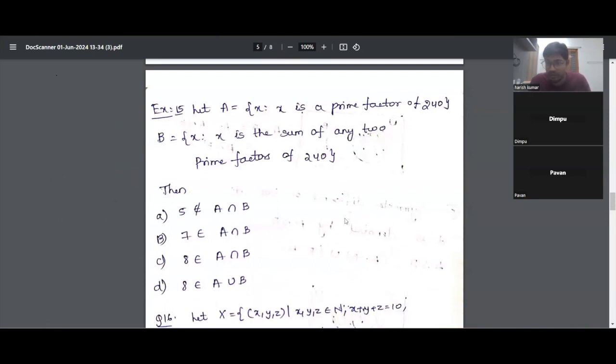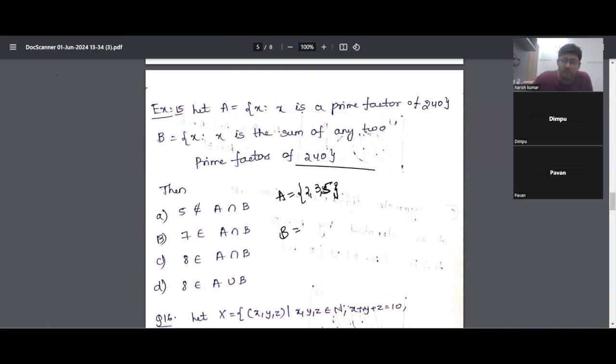All right. Now let's solve a question. Let set A be such that X is a prime factor of 240. First let's write set A. Prime factor of 240 means 2, 3, 5. We have to only consider prime factors. 2, 3, 5. Any other prime factors? No. Then what about B?